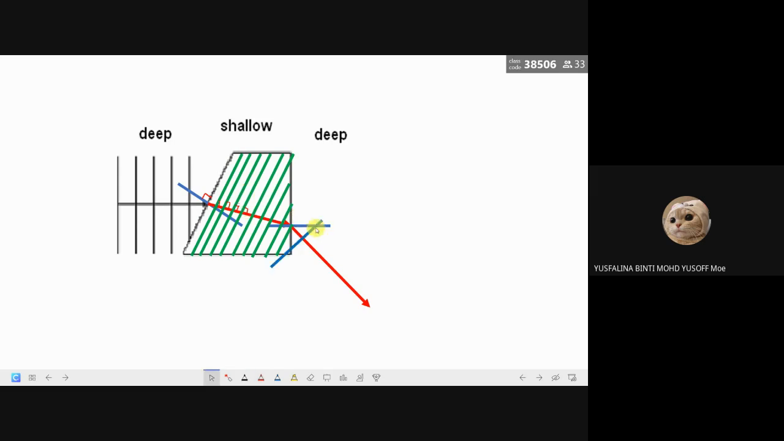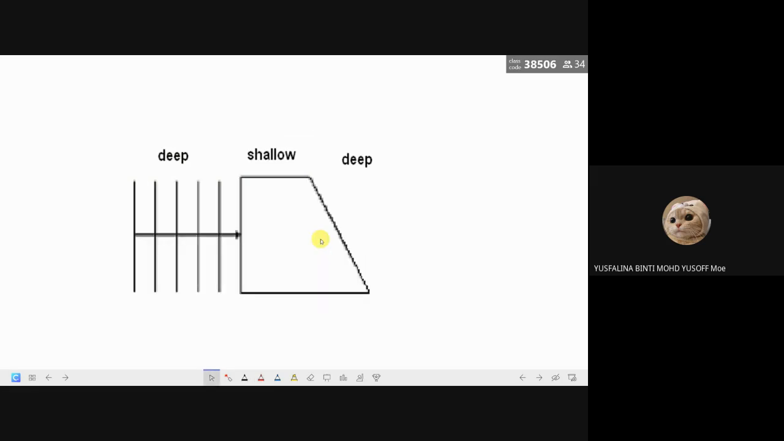Then after this, you draw the wavelength for the deep area. For the deep area, you know that the wavelength is increasing because it's from shallow to deep. The wavelength will increase, and the wavelength must be the same at this part, deep. So you draw the wavelength, and again the wavelength should be 90 degrees with the direction of propagation. So that's the diagram, how to draw the wave refraction.